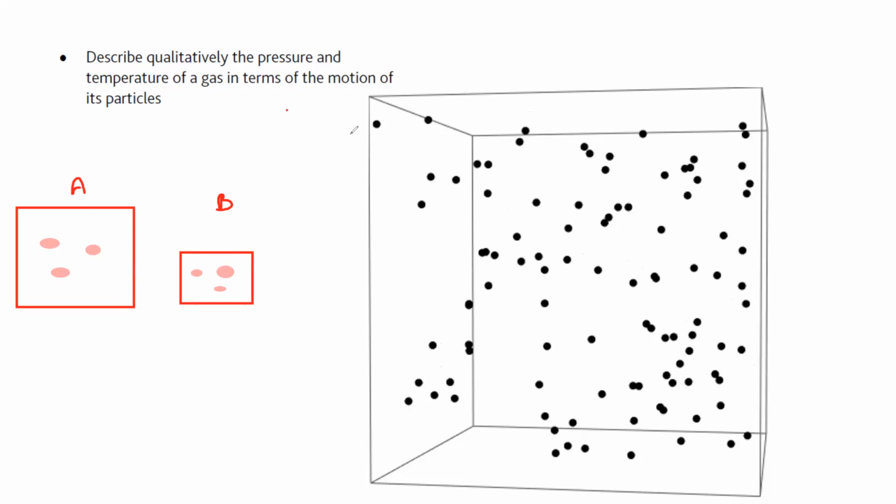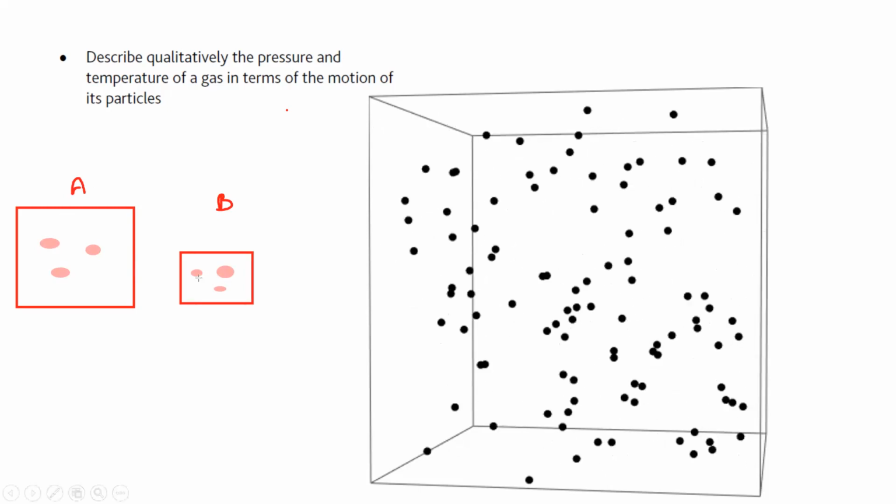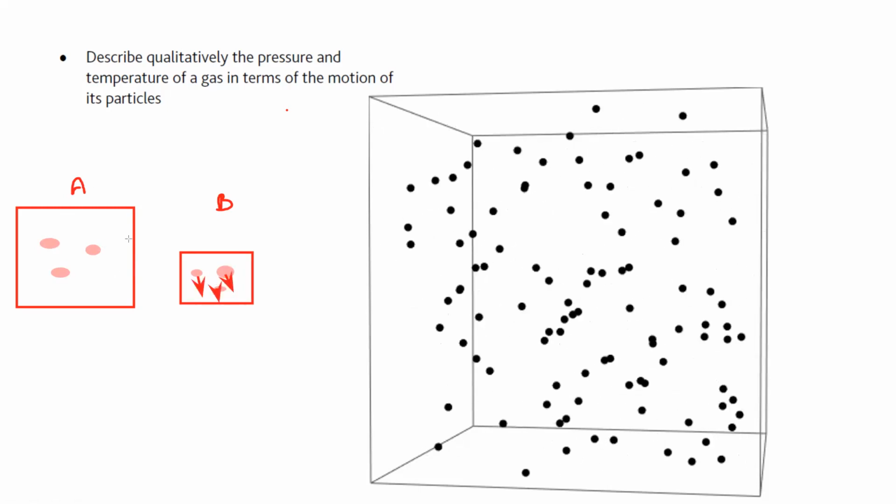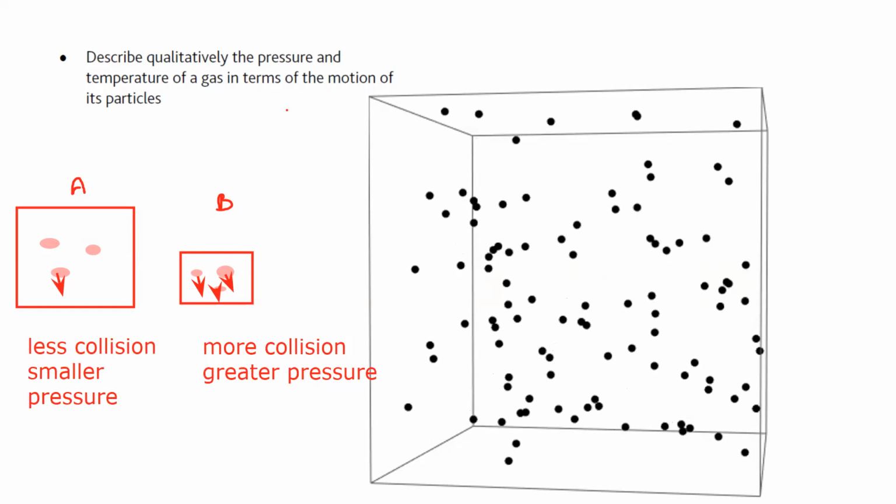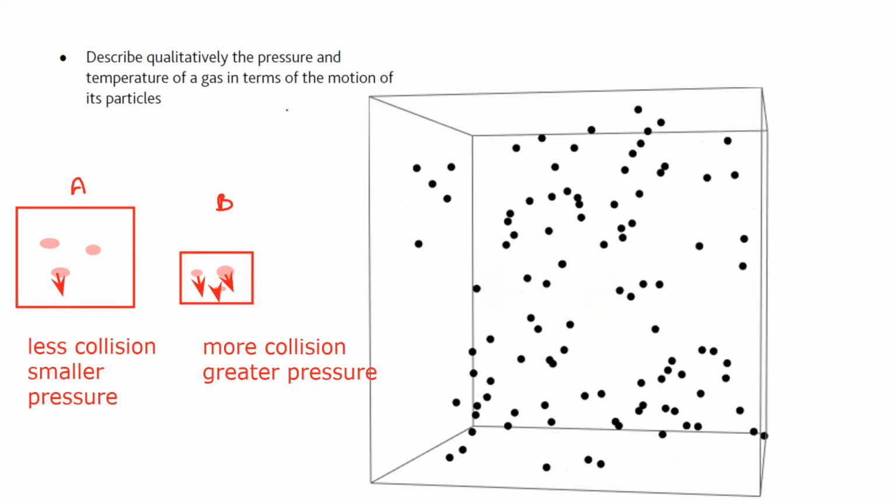That's right, B will have high pressure, because in B there is a small space, so the number of collisions per second for B will be higher as compared to that of A. When there is more collision, it means it will have a greater pressure. Here it is having less collision, so it will exert a smaller pressure. So the pressure exerted by the gas depends on the number of collisions the gas molecules are having.